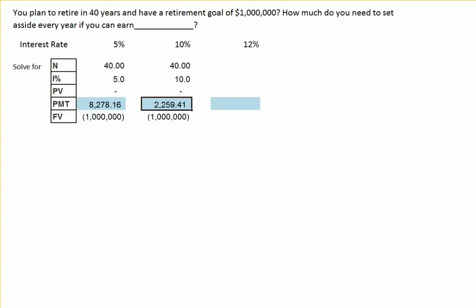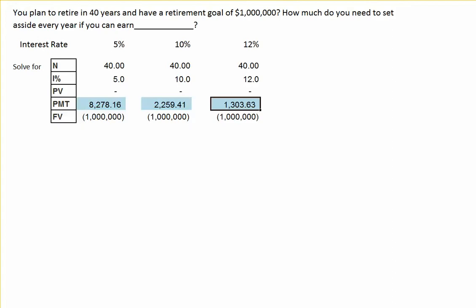If we could earn a higher interest rate, 12%, not to be surprised, we would have to set aside less money. We've got the $1 million future value, 40 years, a 12% interest rate, 0 for the present value, and we would only need to set aside $1,303. So one thing you can see, it's important to earn a decent amount of return on your retirement savings.